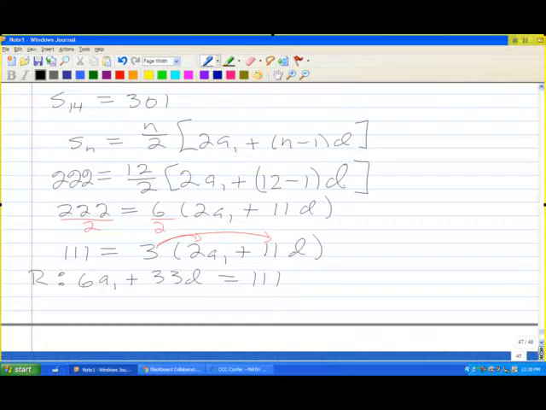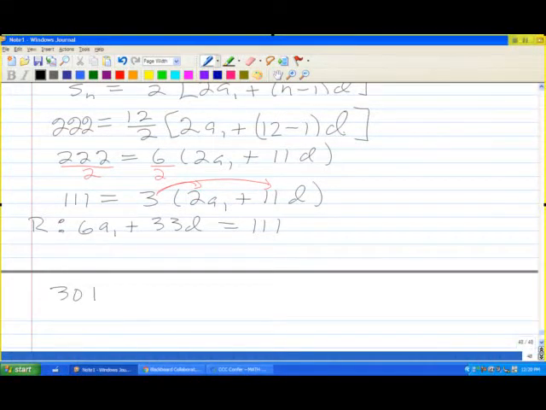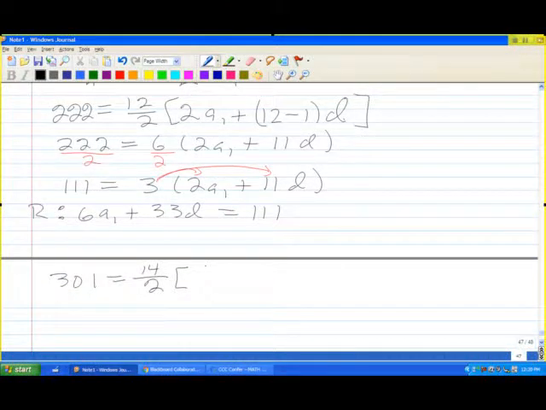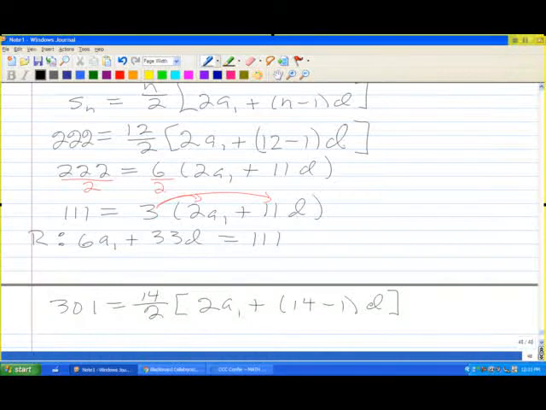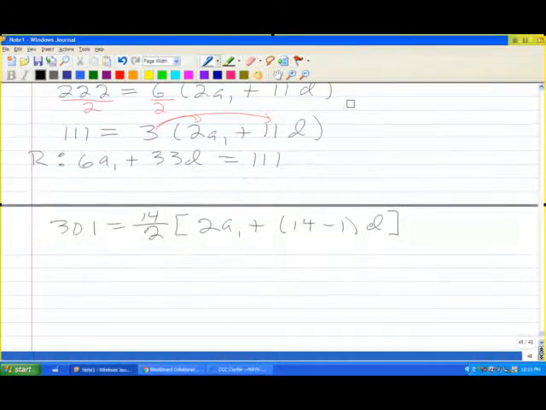Now for the second equation, I'll do the exact same thing. I'll plug in 14 for n. So the sum of the first 14 numbers is 301. I don't know a1. I know that there are 14 terms, and I don't know d. Just like in the previous case, I knew n, but I didn't know a1 nor d. Okay, so let's simplify this. 14 divided by 2 is 7.